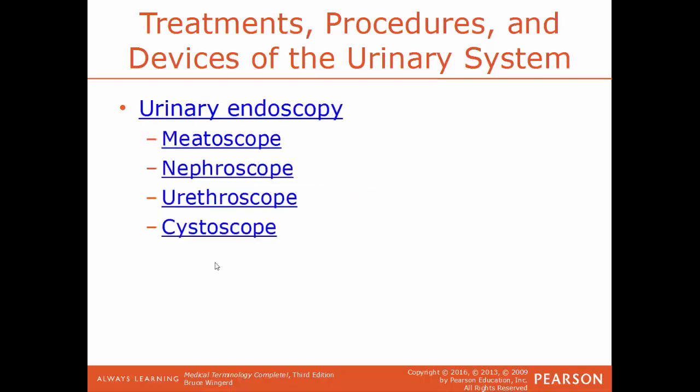Our next term, urinary endoscopy. This is a visual exam of the urinary bladder. And a tool that you would use to do this would be a meatoscope, which is a scope that would be inserted into the urethra. If you wanted to examine just the kidney, you'd use a nephroscope. If you wanted to look at just the urethra, you'd use a urethroscope. If you wanted to look at just the bladder, you'd use a cystoscope. So all four of these terms deal with visualizing a part of the urinary tract. This depends on what part of the tract you want to look at.